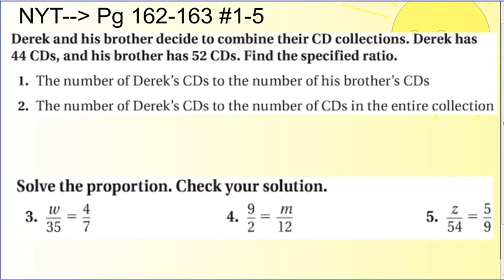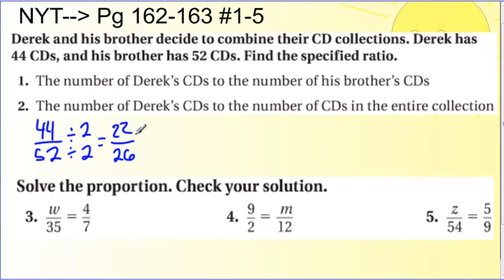Alright, number 1. The number of Derek's CDs to the number of his brother's CDs. So we want Derek to brother. Derek has 44. Derek to brother. His brother has 52. Let's simplify this. Those are both even numbers, so I can divide by 2. I might even be able to divide by 4, but we'll divide by 2 first. Divide by 2 gives me 22. Divide by 2 gives me 26.